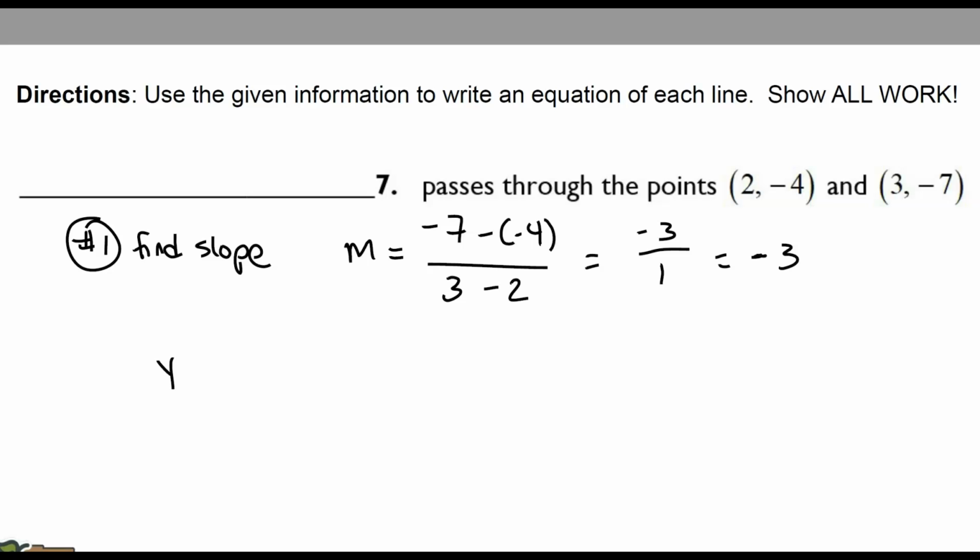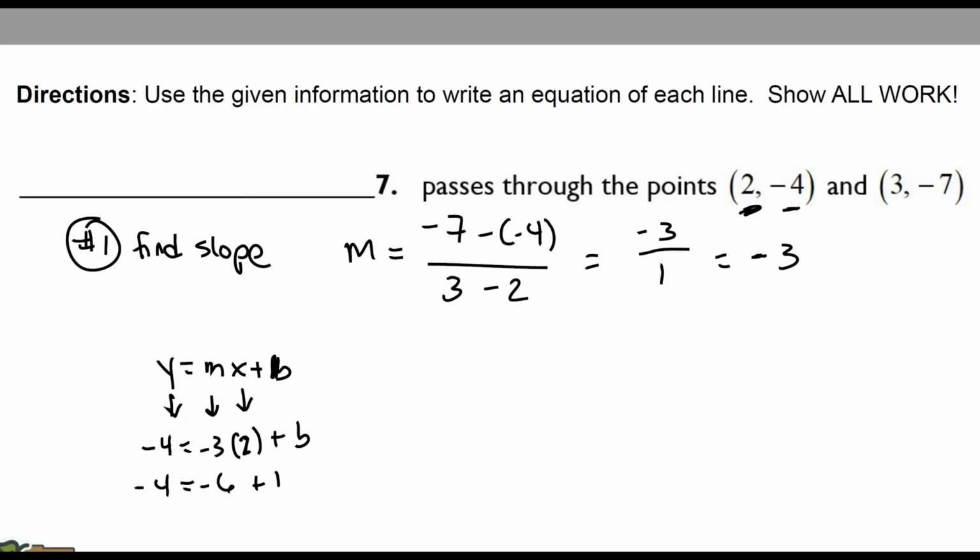Now, when we solve for b, because we don't know what our y-intercept is, you can choose either point. It doesn't matter. If you're doing it correctly, it'll work with either. I'm just going to choose the first point. So for y, I'm going to plug in negative 4. For the slope, I'm going to plug in negative 3. For my x-coordinate, I'm going to plug in 2. And then we're going to solve from there. Negative 3 times 2 is negative 6. We got to add 6 to both sides to get b by itself. We get 2 equals b. So our final answer is y equals negative 3x plus 2.